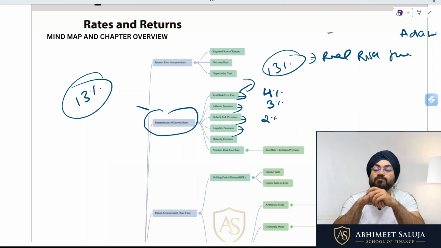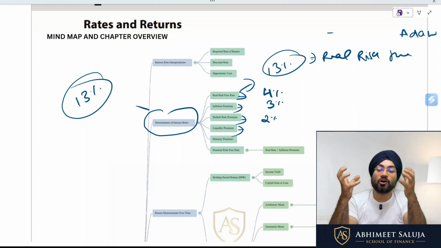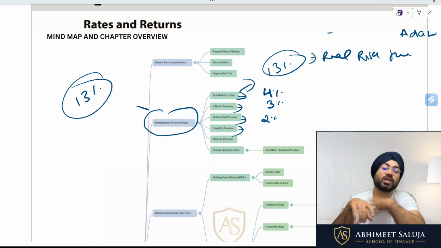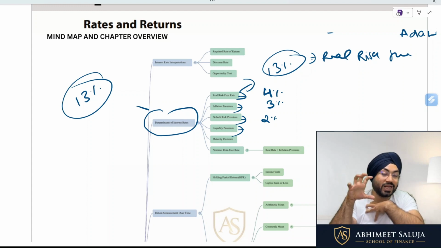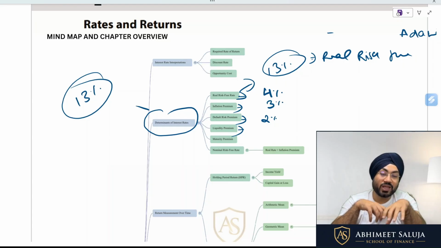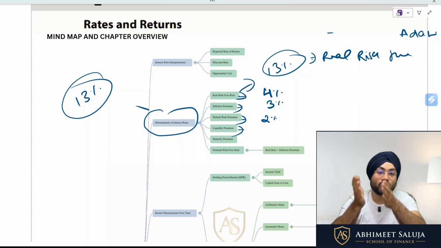Now, what is liquidity premium? If I am not able to sell off my asset at the right valuation whenever I wish to, then I need some kind of liquidity premium. Say, suppose gold. Gold is a liquid asset. Whatever the spot rate is today, I can go into the market and sell off my gold at the correct valuation without any discount, right? Gold is a liquid asset.